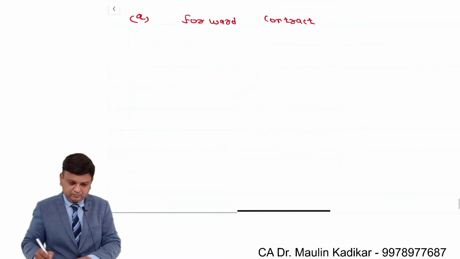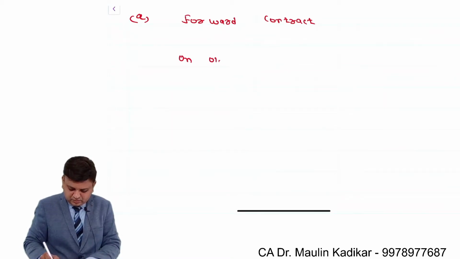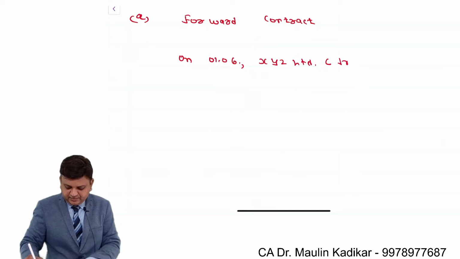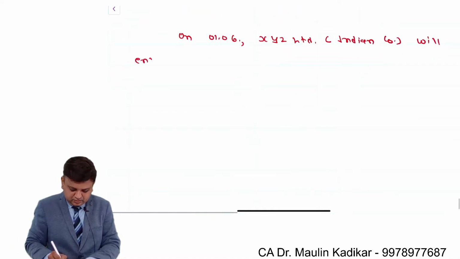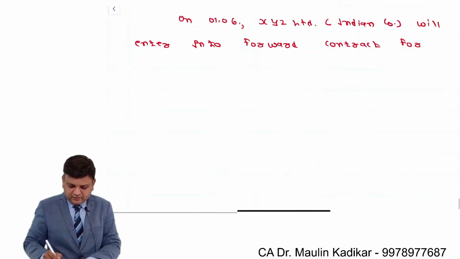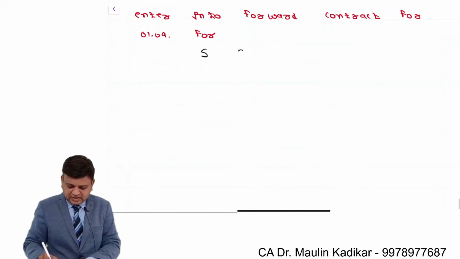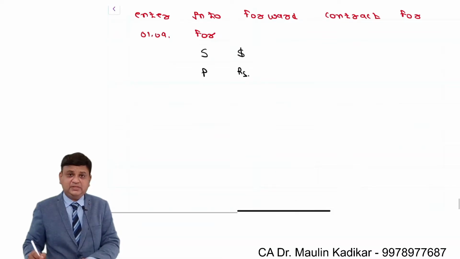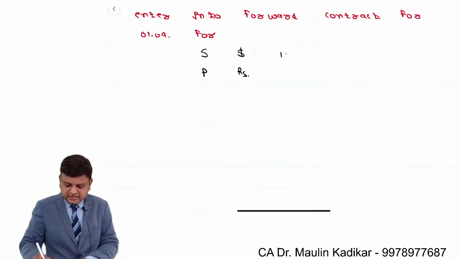Write down: on 1st of June, XYZ Ltd, in brackets Indian company, will enter into a forward contract for 1st of September for sell of dollar and purchase of rupees. Sell of $1 lakh and purchase of rupees.